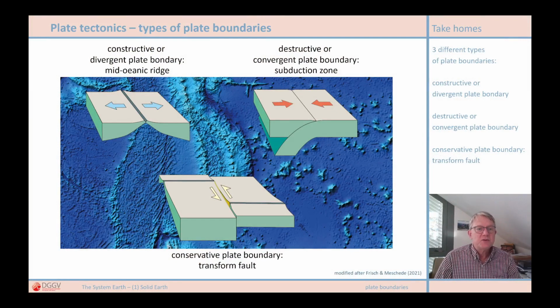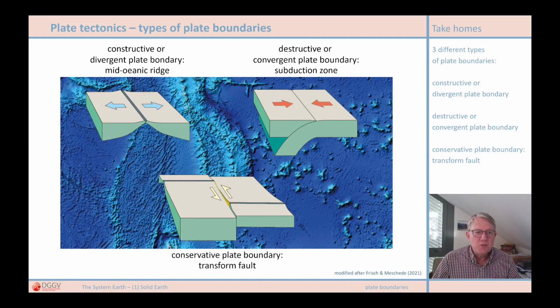When two plates move away from each other, it is called a diverging or constructive plate boundary. This is the case, for example, at mid-oceanic ridges, where there is a spreading zone and where new oceanic crust is created, or, so to speak, constructed, hence the constructive plate boundary.